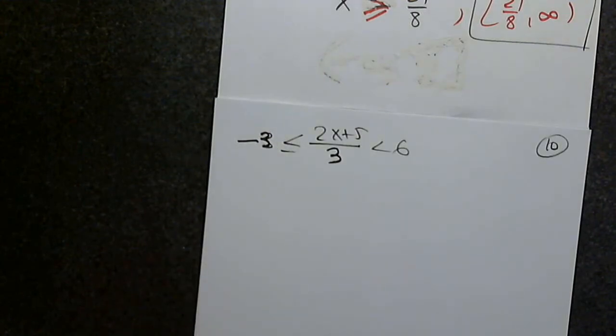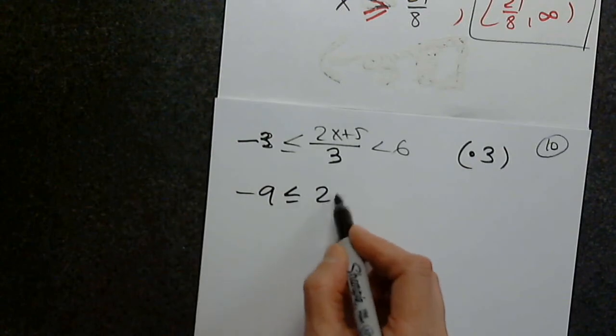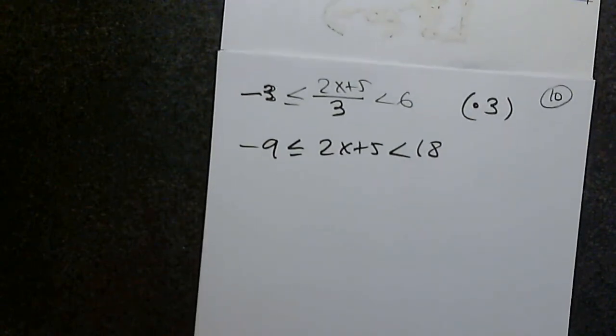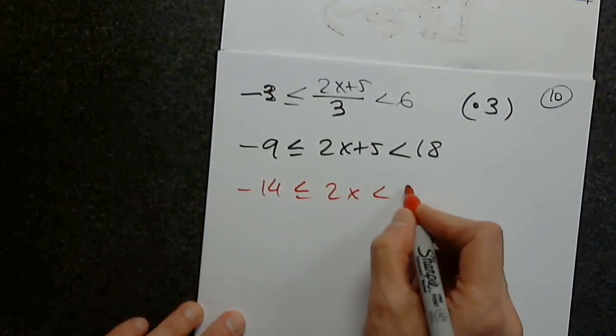Any suggestions? Yes, everything, all three sides by 3. Very good. Negative 9 less than or equal to 2x plus 5 less than 18. Next step. Subtract 5. Very good. Negative 14 less than or equal to 2x less than 13.